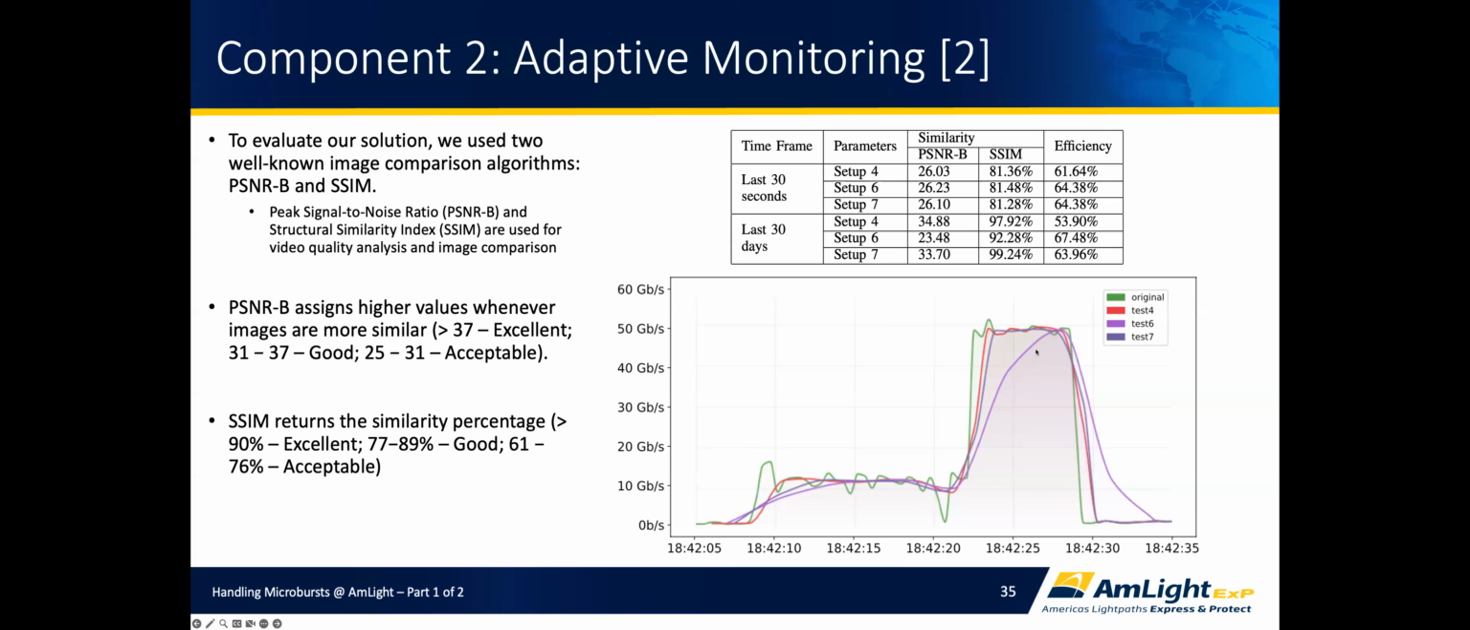But you can see that test 6 here went completely off because we missed all this window, this space here. But the red one was pretty close to the green one. So it's a good way.